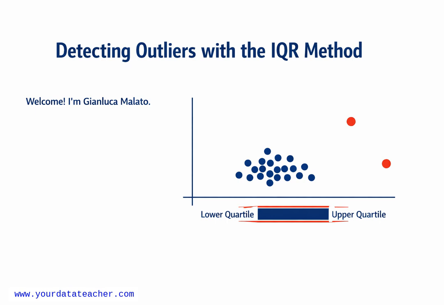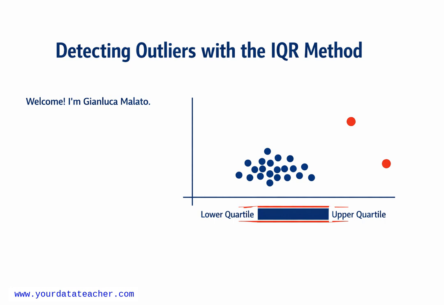In data analysis, not all data points are created equal. Sometimes a few extreme values behave very differently from the rest of the dataset. These values are called outliers, and if we ignore them, they can seriously distort our analysis, change our averages, inflate variability, and ultimately lead us to wrong conclusions.